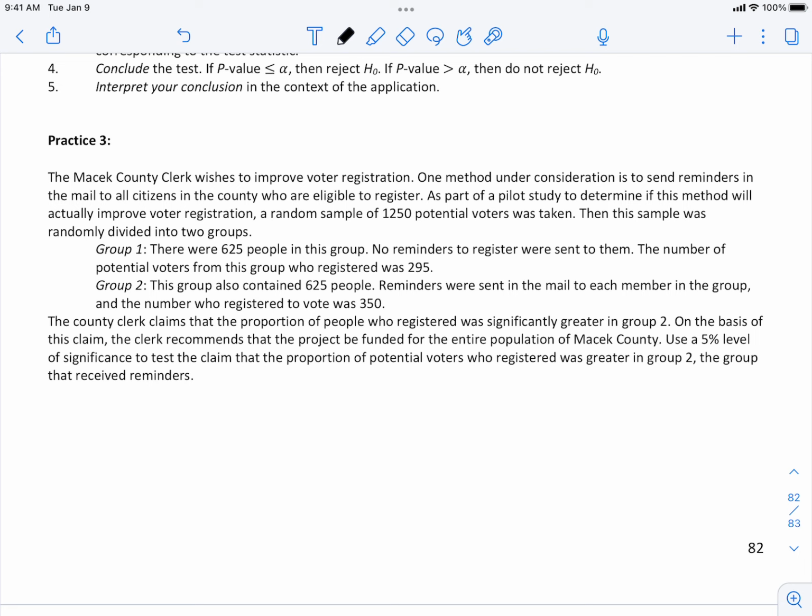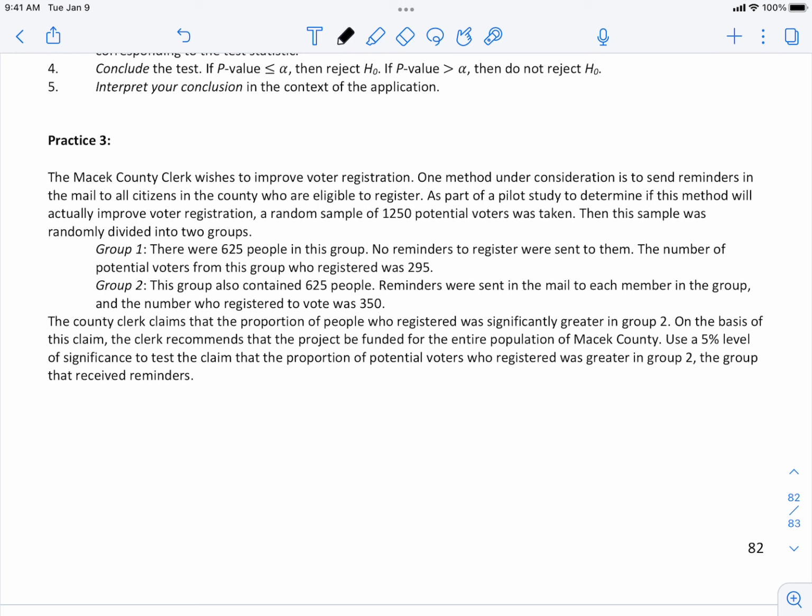On the basis of this claim, the clerk recommends that the project be funded for the entire population of Massac County. Use a 5% level of significance to test the claim that the proportion of potential voters who registered was greater in Group 2, the group that received reminders.